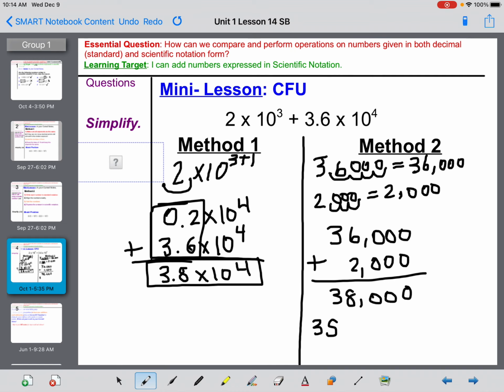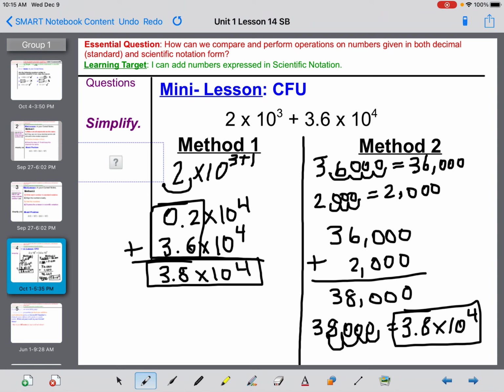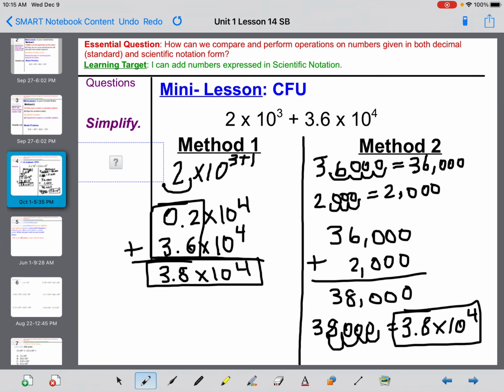And the way we turn 38,000 into scientific notation is 1, 2, 3, 4 places. 3.8 times 10 raised to the positive 4th power. And notice how we get the same exact answer from method 1. So you can choose to use method 1 or choose to use method 2, whichever way you feel most comfortable using. This is a perfect example of how to use either one.